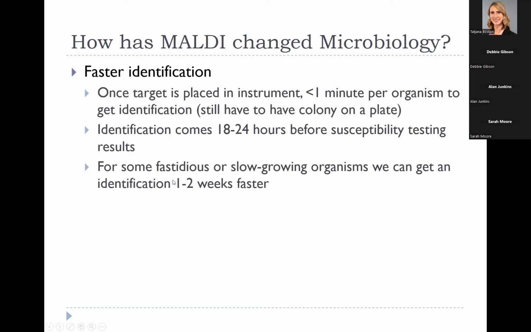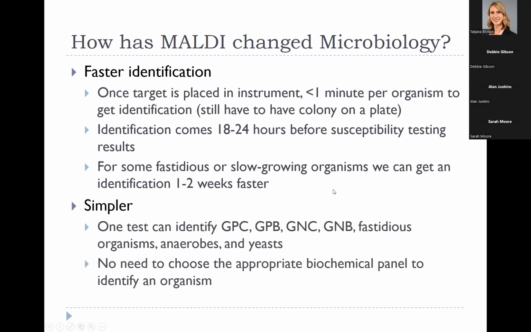For some bugs, some fastidious slow-growing bugs, as soon as we got a colony, we can do that identification. Some of these bugs, the biochemical test didn't work very well, and it would take us a week or more to get an identification done. Now, bam, it's done quickly. It's also simpler for us. It's not just nice for you guys.